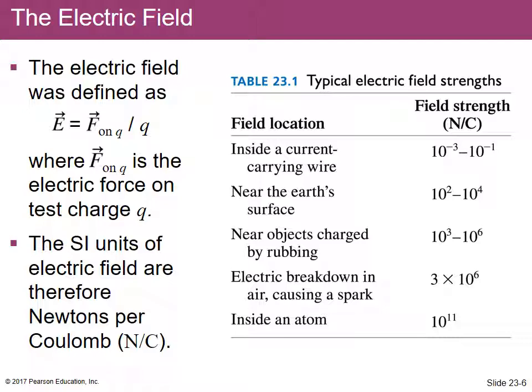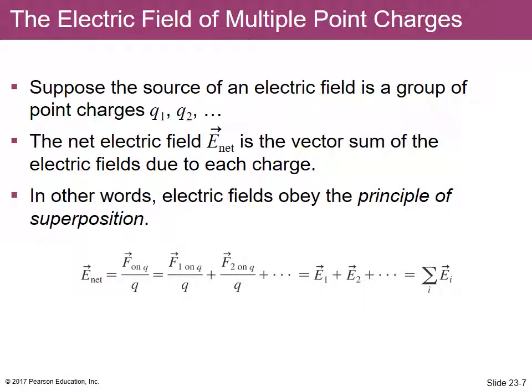The test charge does not change the shape of the electric field. The SI units of electric field are therefore newtons per coulomb. The table gives the electric field for common phenomena. The electric field due to a distribution of charges is the vector sum of the electric fields due to each charge. In other words, electric fields obey the principle of superposition.